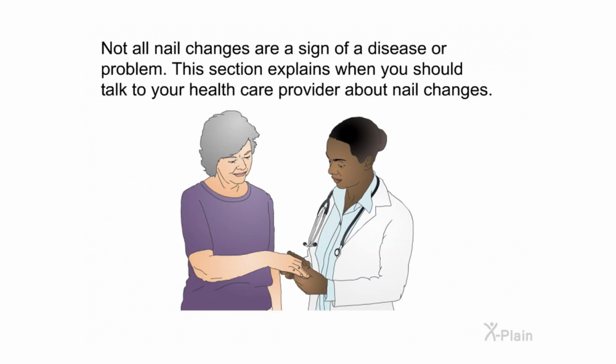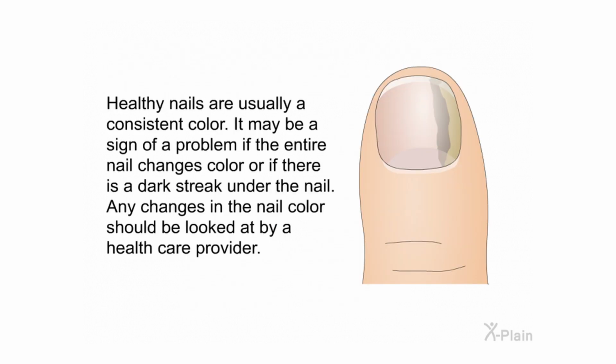Signs. Not all nail changes are a sign of a disease or problem. This section explains when you should talk to your healthcare provider about nail changes. Healthy nails are usually a consistent color. It may be a sign of a problem if the entire nail changes color or if there is a dark streak under the nail. Any changes in the nail color should be looked at by a healthcare provider.